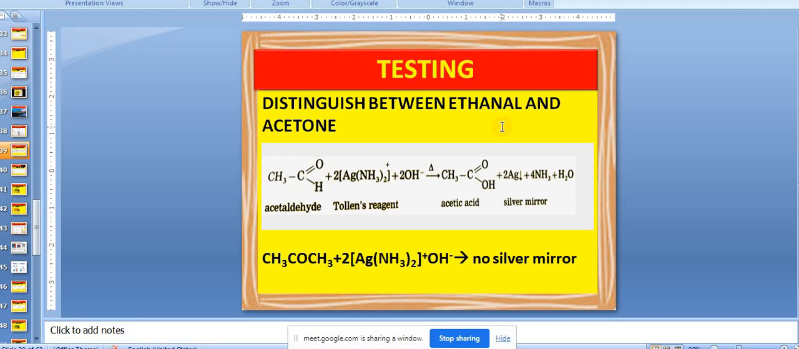Acetone is propanone, and propanone is a ketone. A ketone will not give the test. Only an aldehyde will give the test. Ethanal, when reacted with Tollen's reagent, will give the corresponding acid along with silver, ammonia and water.